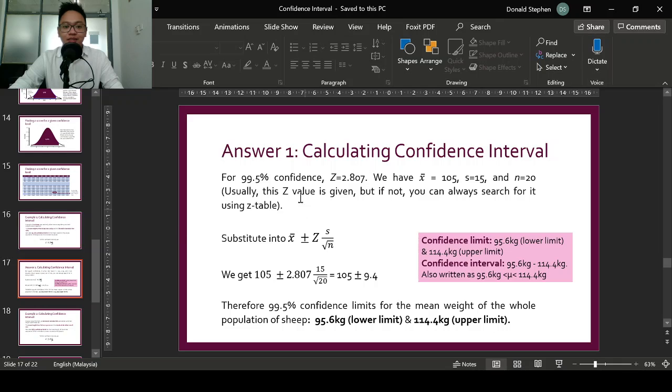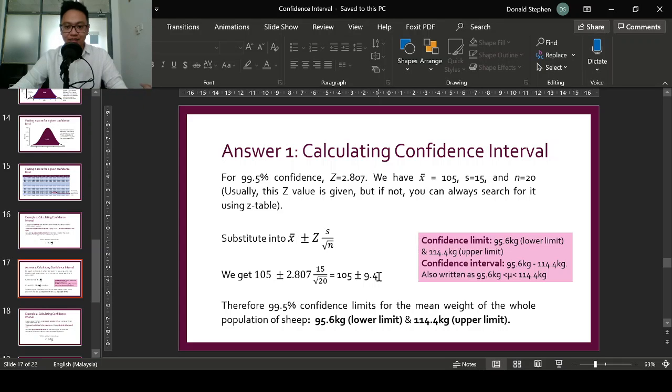When you look at Z, when the confidence level is 99.5%, Z is 2.807. So when you substitute it in the formula, you get something like this: 105 plus minus 9.4. So how to find the interval based on this? Firstly, 105 minus 9.4, that is your lower limit, and 105 plus 9.4, that is the upper limit.